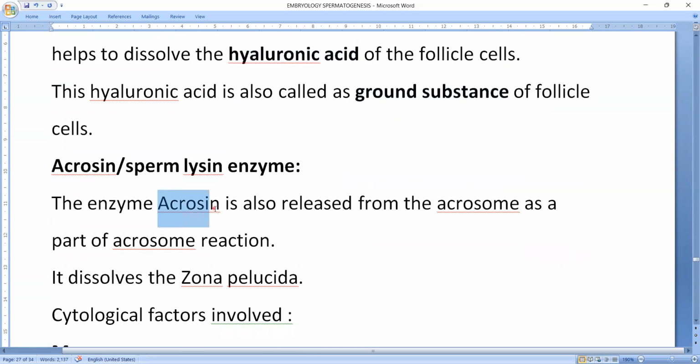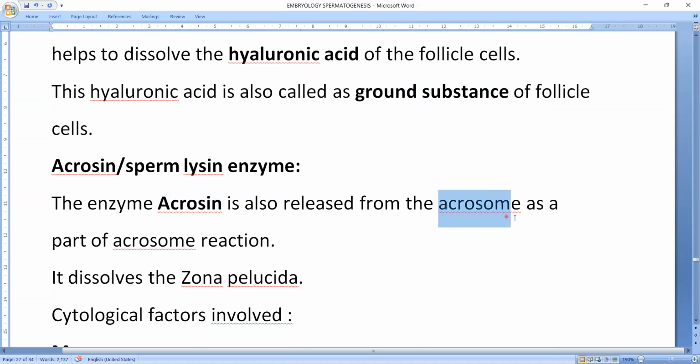The enzyme acrosin or sperm lysine is also released from the acrosome.